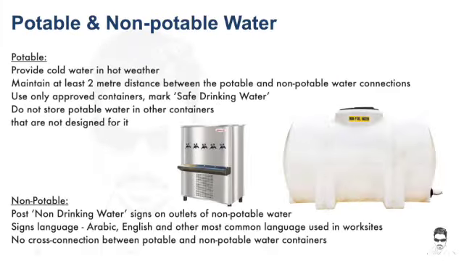Provide cold water in hot weather. Maintain at least 2 meter distance between the potable and non-potable water connections. Use only approved containers marked safe drinking water. Do not store potable water in other containers that are not designed for it. Post non-drinking water signs on outlets of non-potable water. Signs language: Arabic, English and other most common languages that are used in work sites. No cross connection between potable and non-potable water containers.